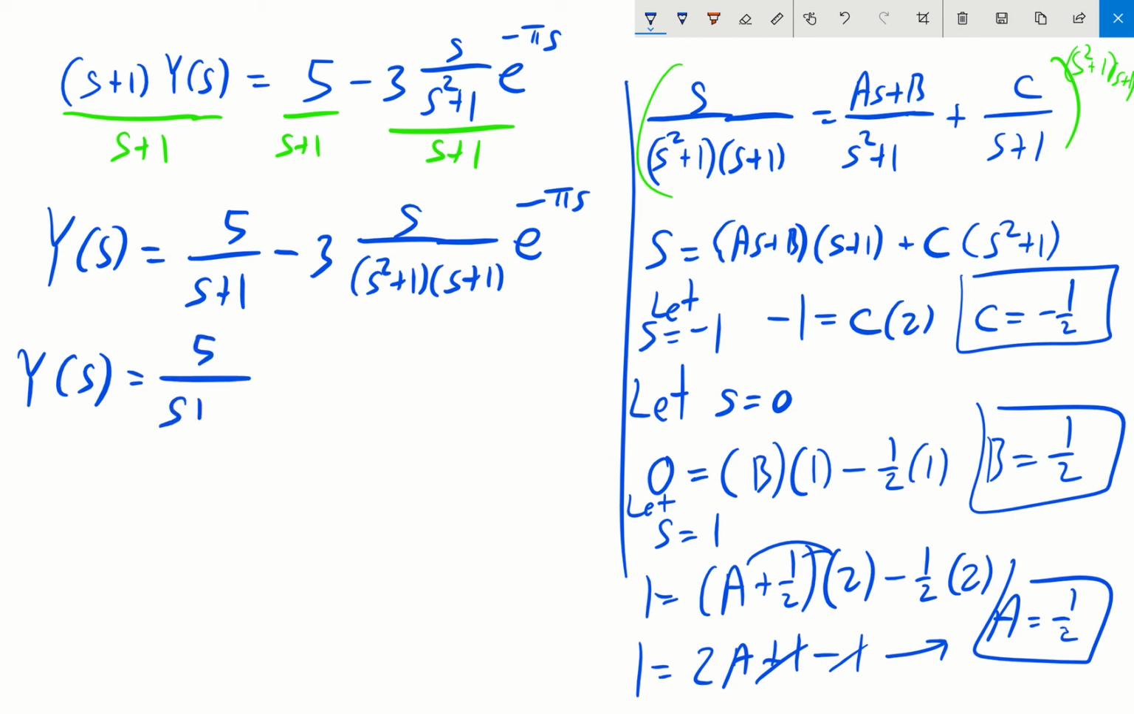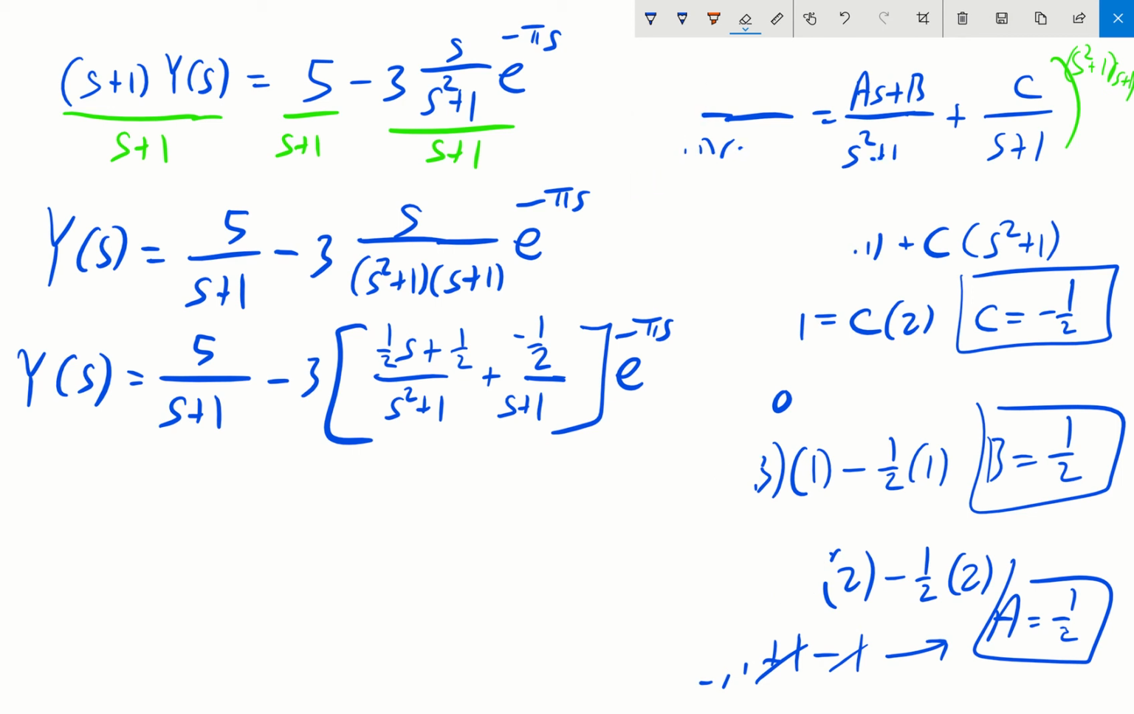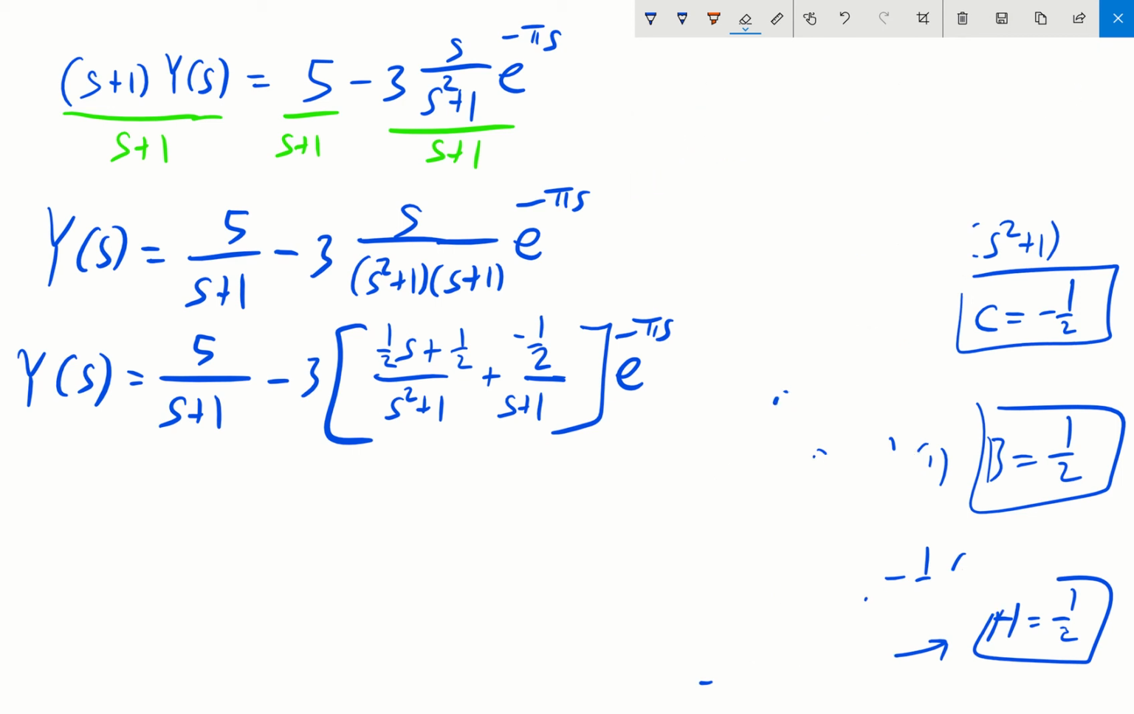We have 5 over s plus 1 minus 3 times the following. So from our partial fraction decomposition, don't forget my negative pi s there, we know that this is going to be as plus b. Well, a is 1/2 times s, plus b is 1/2 over s squared plus 1, and then plus c, which is a negative 1/2 over s plus 1. So we're able to use our partial fraction decomposition. This works out really nice.